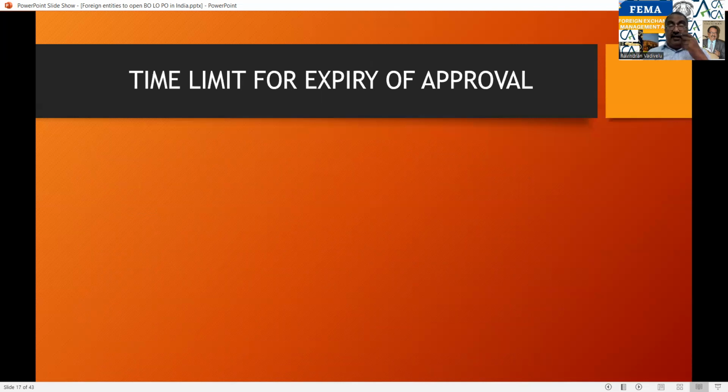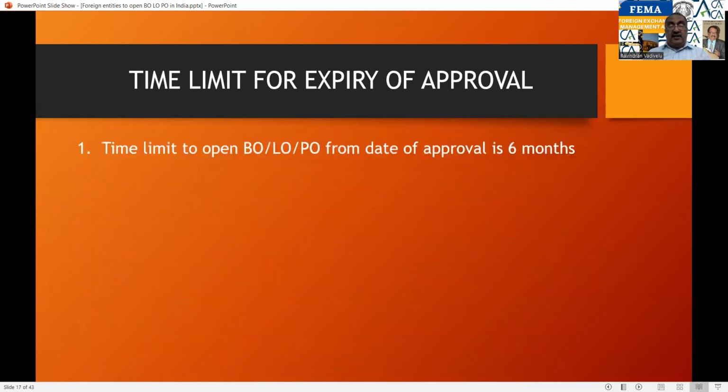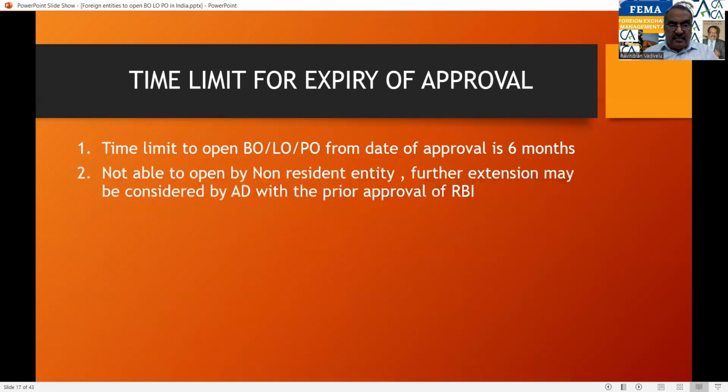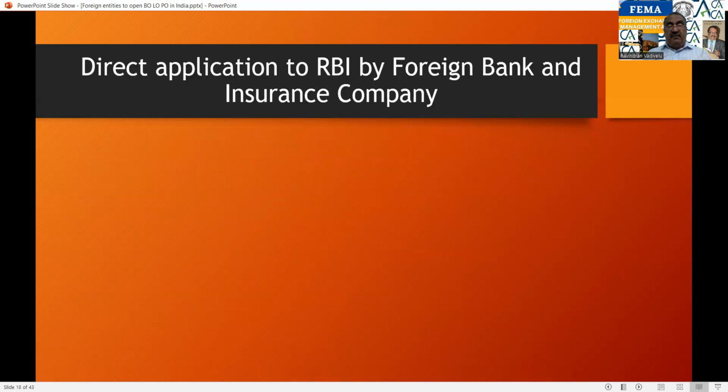What is the time limit for the expiry of the approval? Yes, approval is given, and there is a time limit to open. From the date of approval, within 6 months, the branch office, liaison office, or project office has to be opened. And if the non-resident entity is not able to open it, further extension may be considered only after getting the prior permission from the Reserve Bank of India.